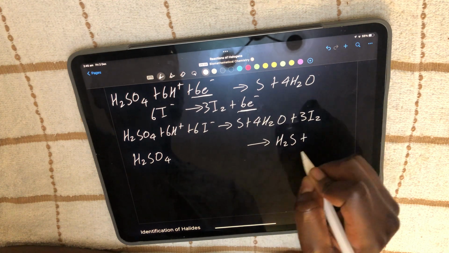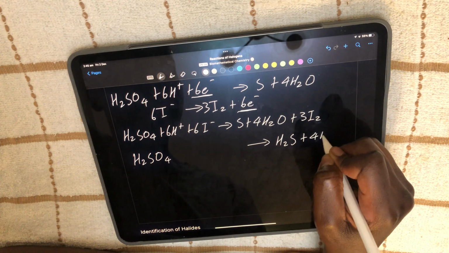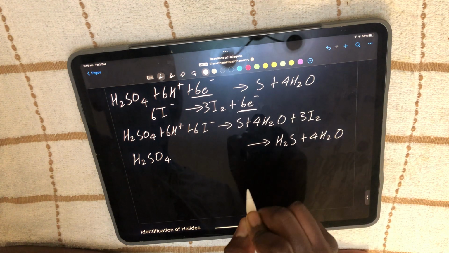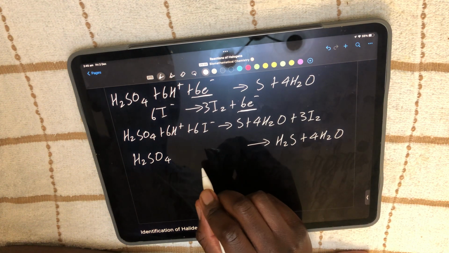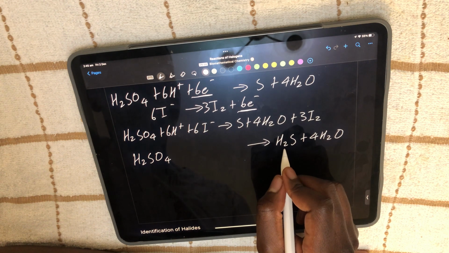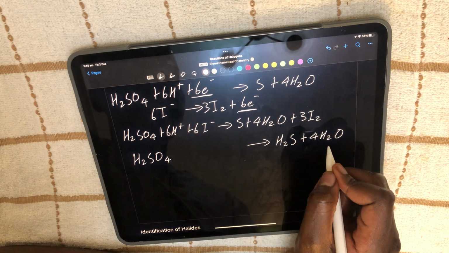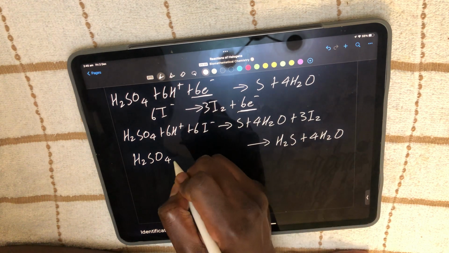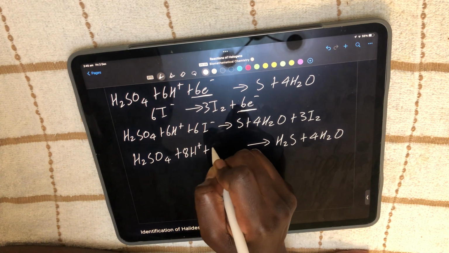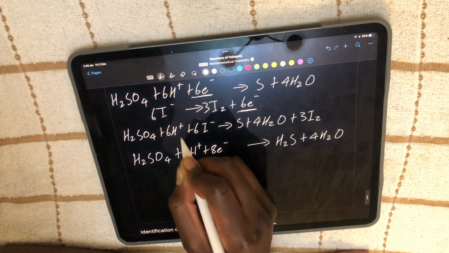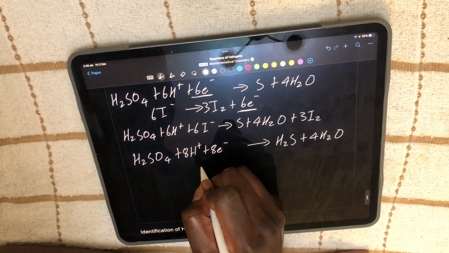So that will be plus 4H2O, right? We have 10 electrons here. We also have plus 8H plus as expected, and plus 8e minus.